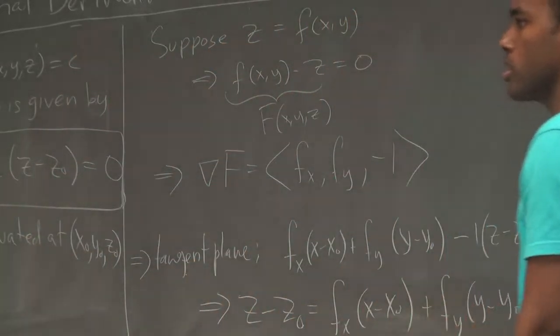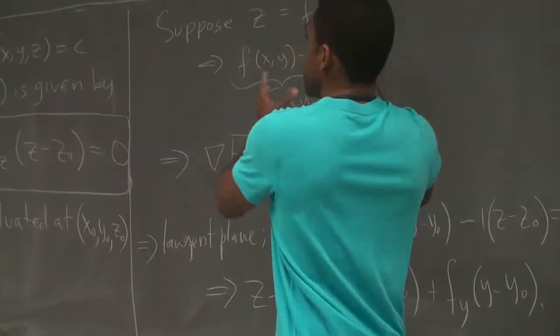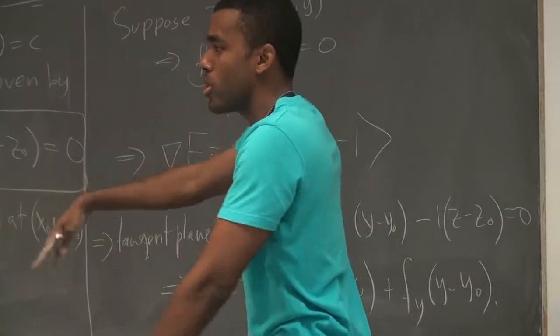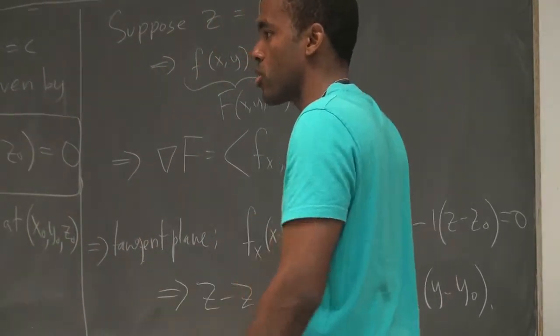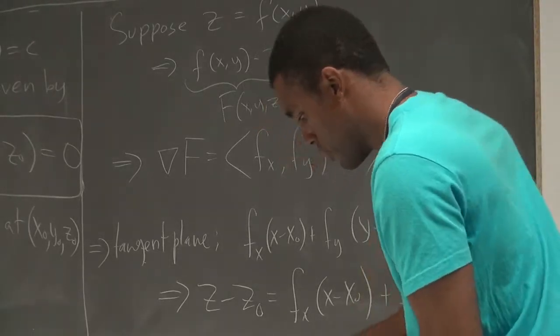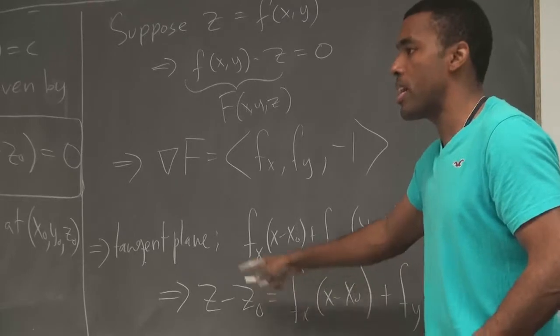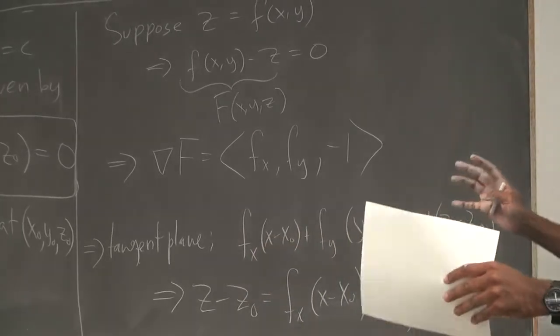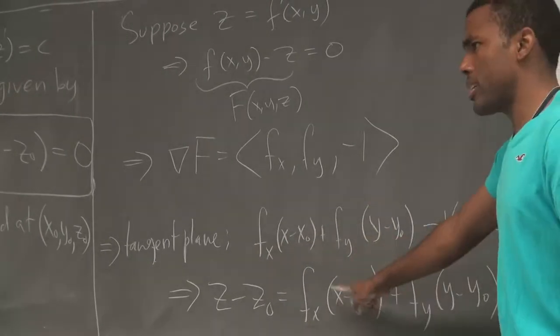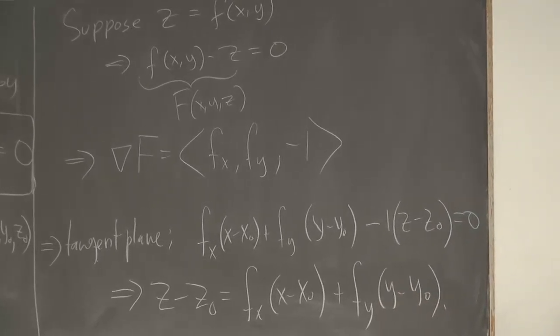So this works all the time. This is why I like this way. Whatever surface you're looking at, bring everything to one side, find the gradient vector, that's your normal, plug in the point, and you're done. And again, each partial is evaluated at the point. You don't leave it unevaluated, because that's a mistake that I saw in some of the quizzes, and I was very upset about it.